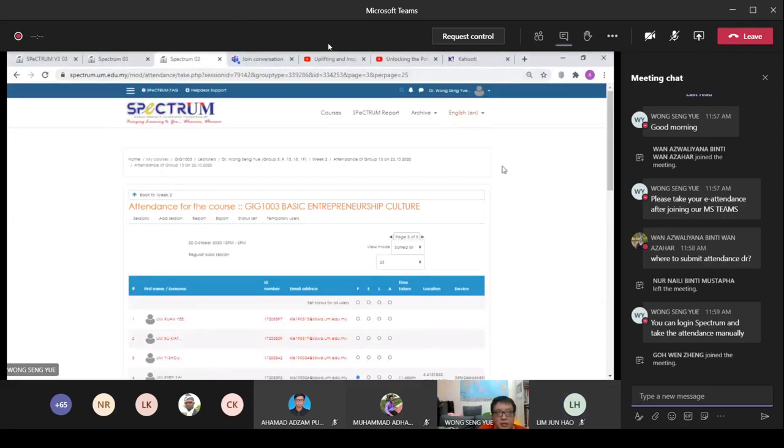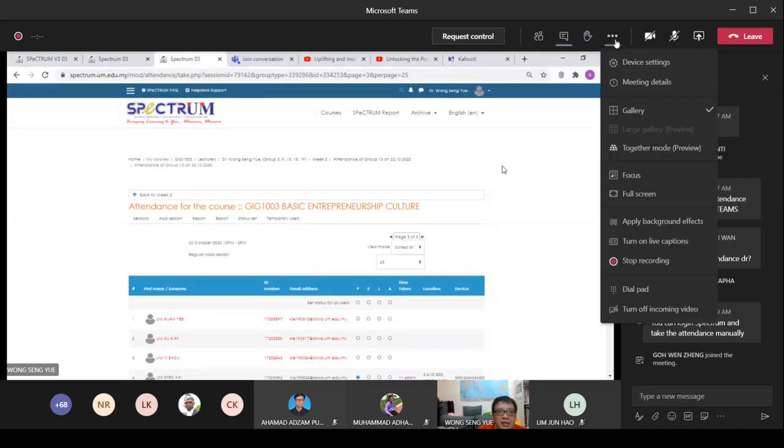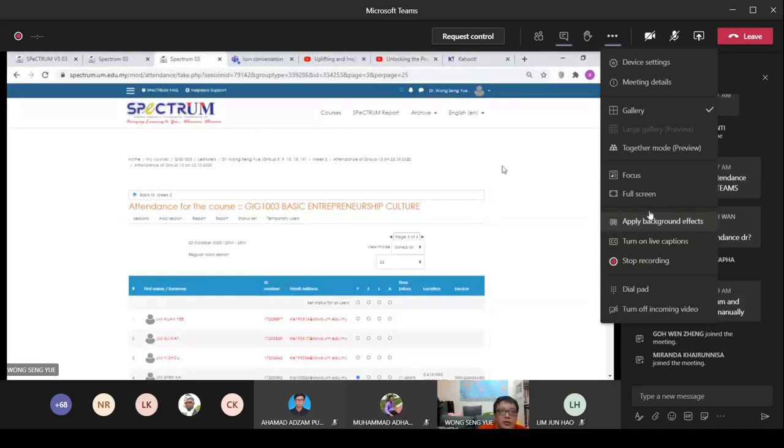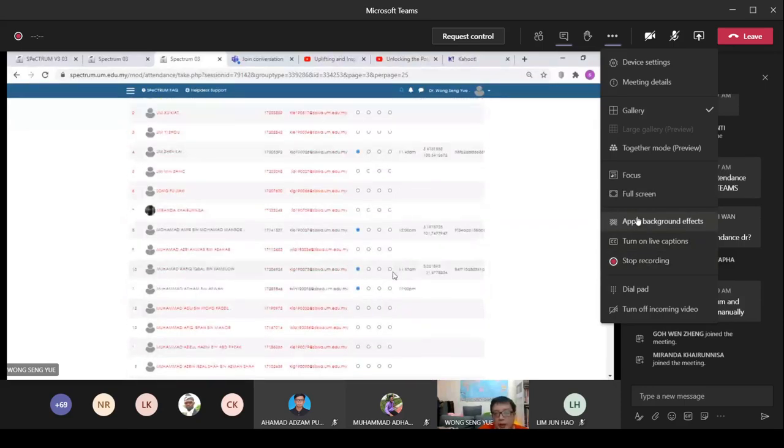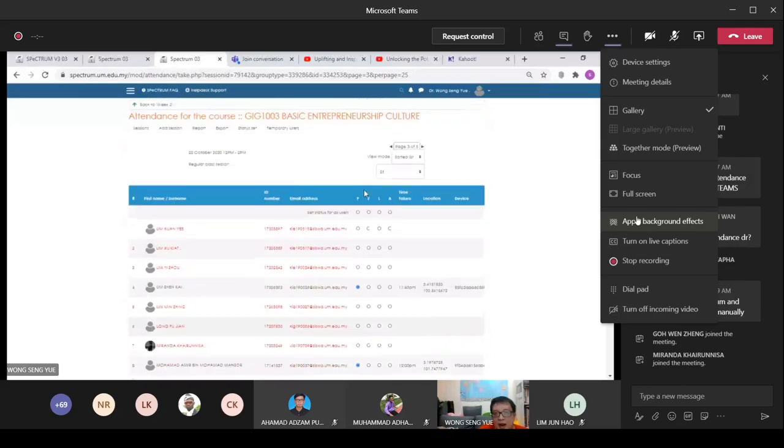So what you're going to do after the class, especially after our online class, you can take the second attendance by accessing the Google Sheet Excel file. You can do it after the class, or you can do it during our break time. But the most important thing is that you have to take the e-attendance by logging into Spectrum.